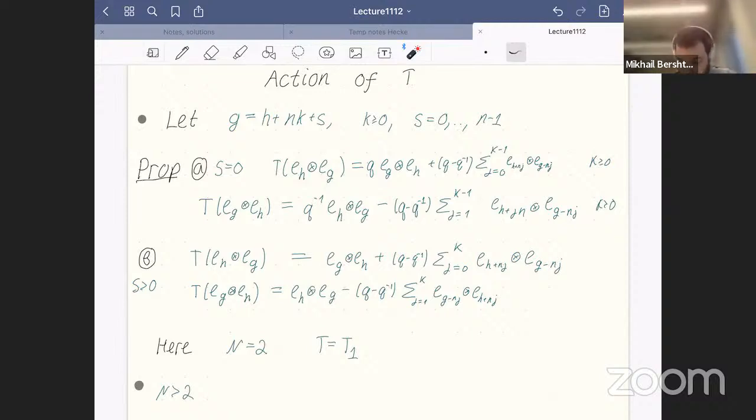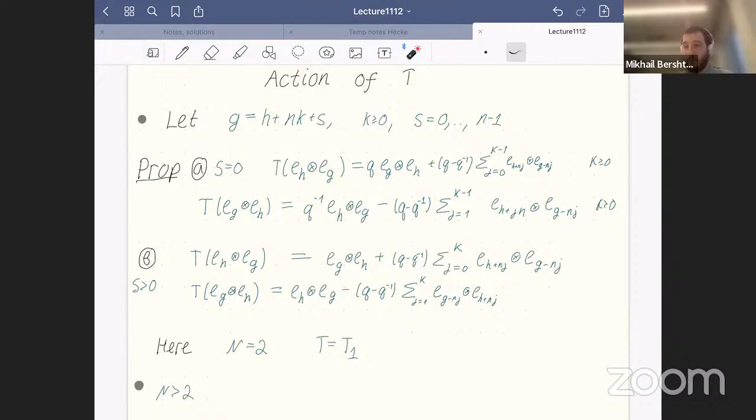So we can add to H some number of n's, and from the second index we subtract n's. The sum of the indices remains the same. It is the grading which we have on the whole space. It's always fixed. And this summation is somehow different. Are there any questions about this formula?